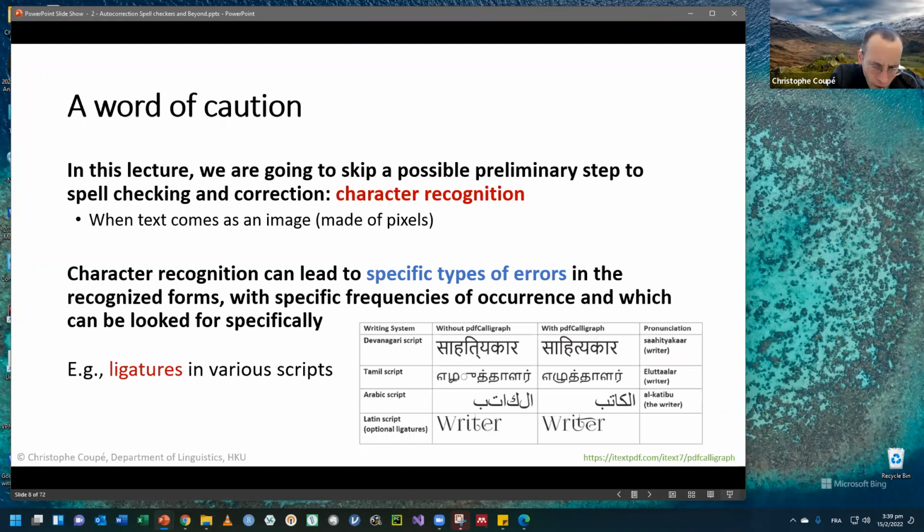Or if you check the final word, writer, you will see in my example here that this may appear in some scripts as something like this. So you see the letters become combined.